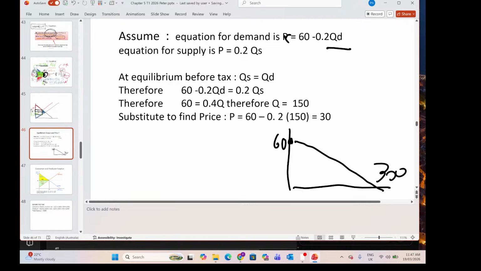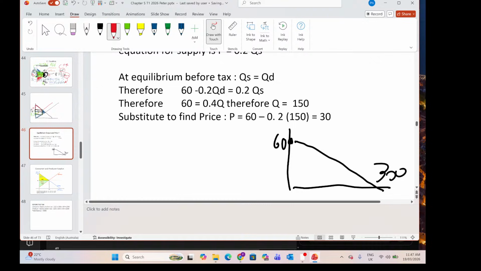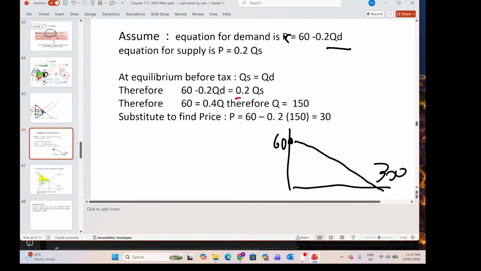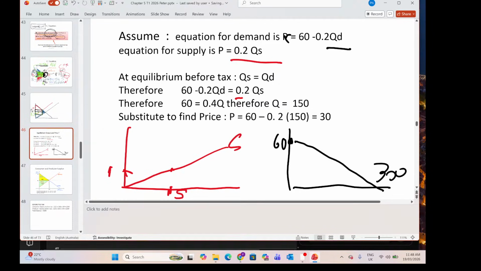And then if we think about the supply curve, here's the supply curve here. Price is 0.2 of quantity. So if price is 0.2 of quantity, the quantity is 5 times the price. So if I say there's a 1, the quantity will be 5 times as large. There's a 5, we can put a dot. There's our supply curve. Then we impose it on the diagram, and we're going to be looking for our equilibrium.